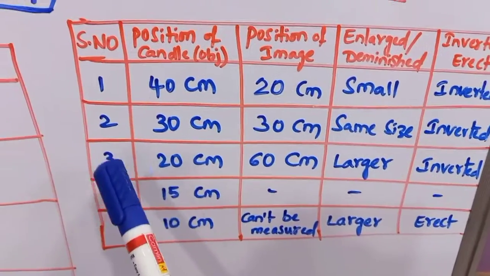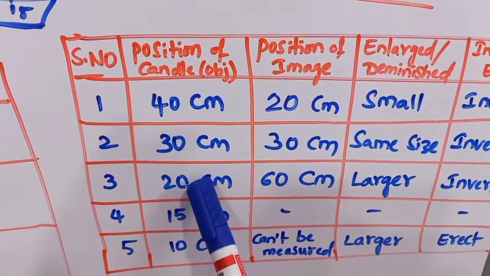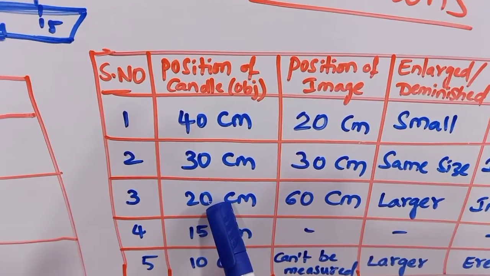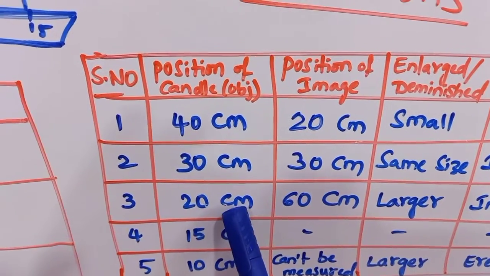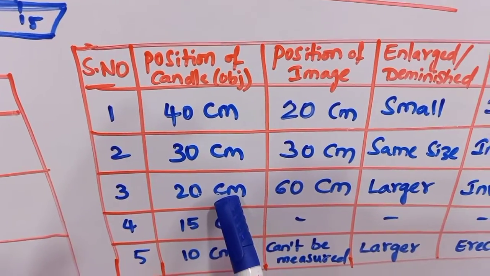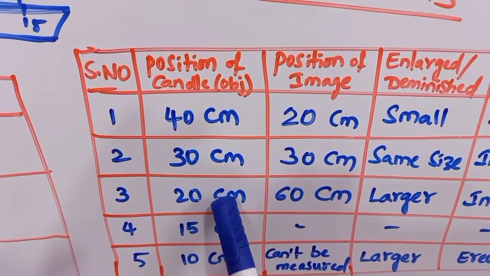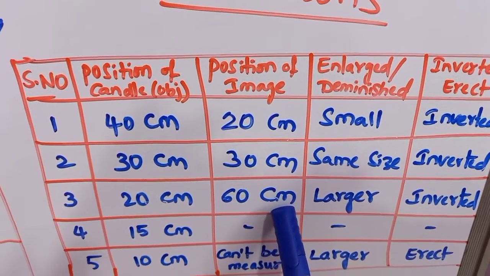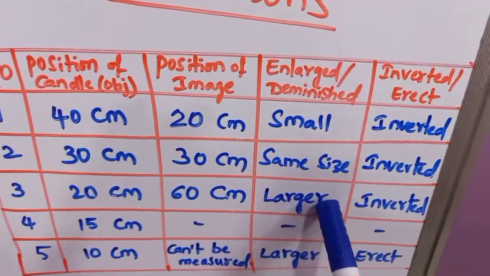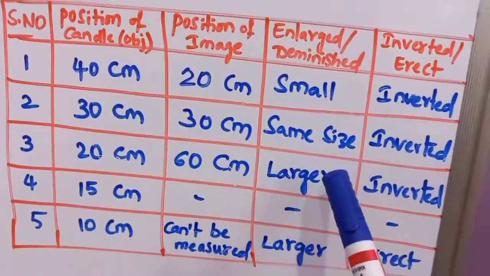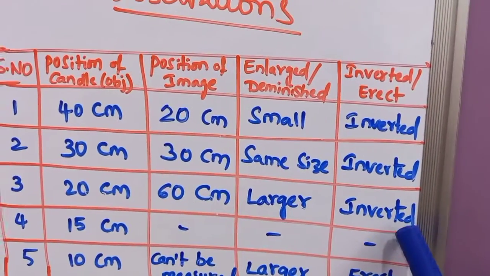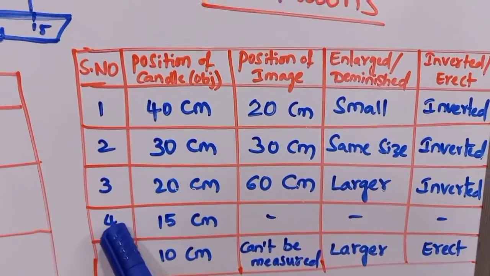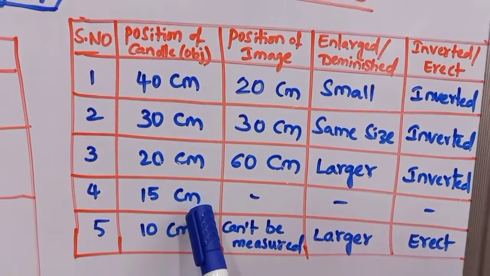Then bring the object, the candle, somewhat nearer to the concave mirror, that is 20 centimeters distance. When the candle is placed 20 centimeters away from the mirror, the image position is observed at 60 centimeters away from the mirror, its size is found to be larger, and an inverted image was observed to be formed.